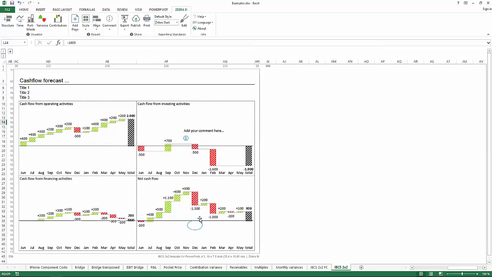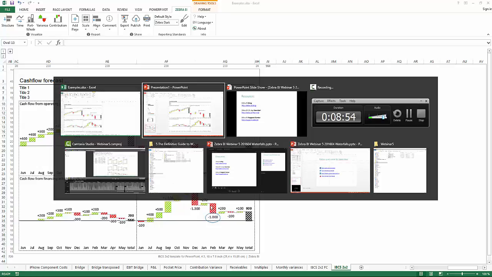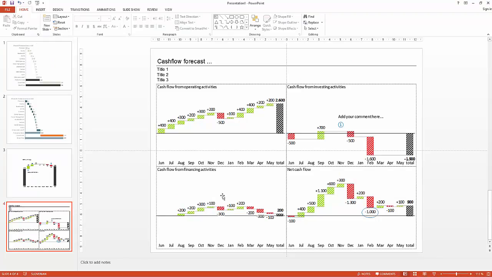So you see now we have a different situation, and when you go back to your PowerPoint, it's already updated. Okay, so if you have the PowerPoint and Excel open at the same time, then it will update immediately. Otherwise it will update the next time you open your PowerPoint.